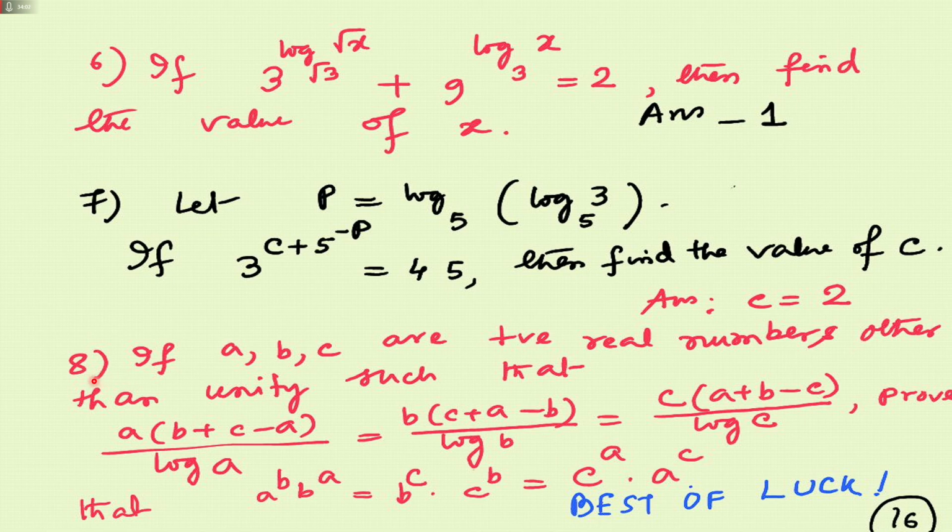What is number 8? If a, b, c are positive real numbers other than unity, such that a into b plus c minus a by log a equal to b into c plus a minus b by log b is equal to c into a plus b minus c by log c, then prove that a to the power b into b to the power a is equal to b to the power c into c to the power b equal to c to the power a into a to the power c.